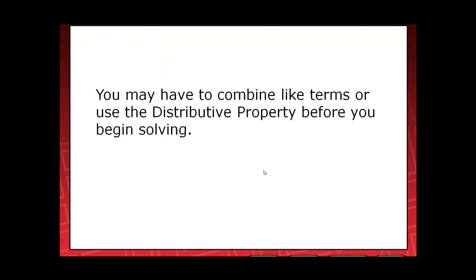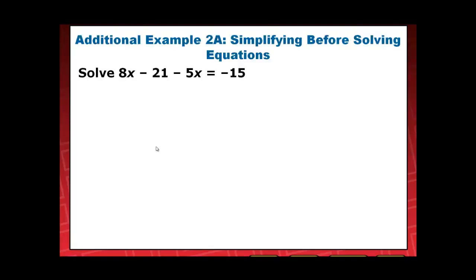So here, let's start to solve equations. But keep in mind, you need to combine like terms or use the distributive property before you begin solving. Okay, let's start the first one. We have 8x minus 21 minus 5x equals -15. I want to find x, the value of x, or in other words, solve the equation. Before we start, we need to simplify first.